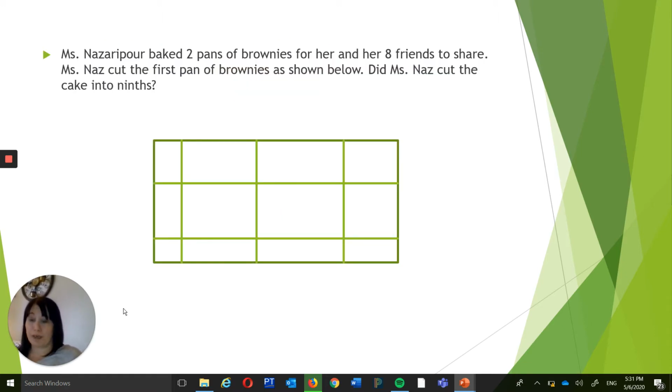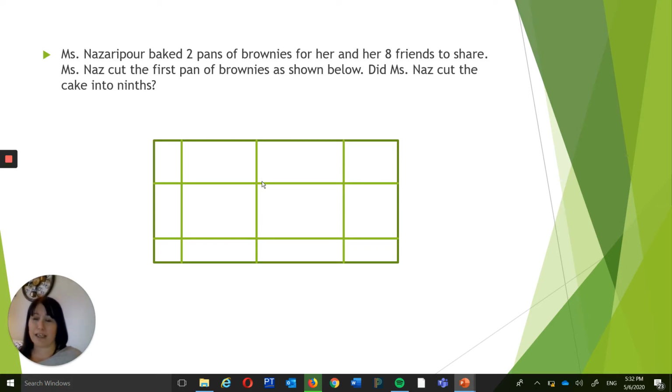Now let's do a word problem together. Miss Nazaripour baked 2 pans of brownies for her and her 8 friends to share. How many friends is that? Miss Nazaripour and 8 friends make 9 friends. Miss Naz cut the first pan of brownies as shown below. Did Miss Naz cut it into ninths? It's actually a pan of brownies, but you get the meaning. So is this pan of brownies cut equally into ninths?